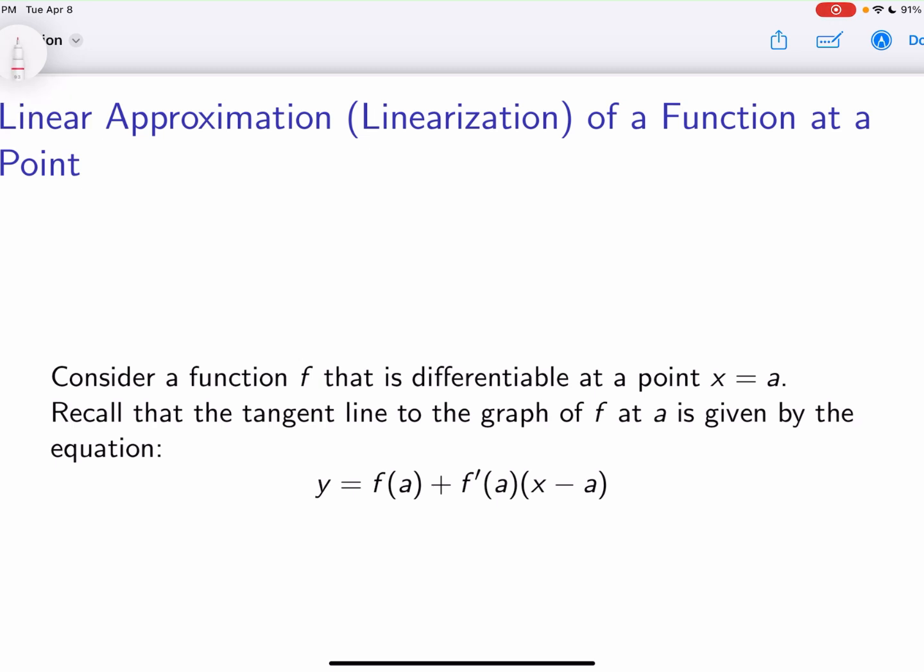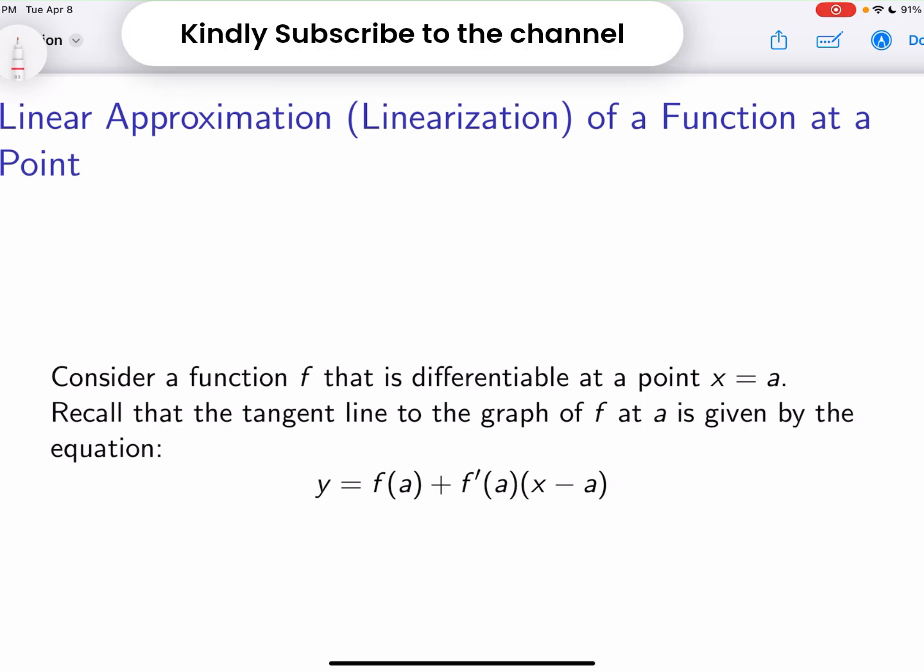So today we'll be doing linear approximation or linearization of a function at a point. So let's suppose we have a function f that's differentiable at a point x is equal to a. Then the linear approximation of f is giving us y is equal to f of a plus f prime at a multiplying x minus a.